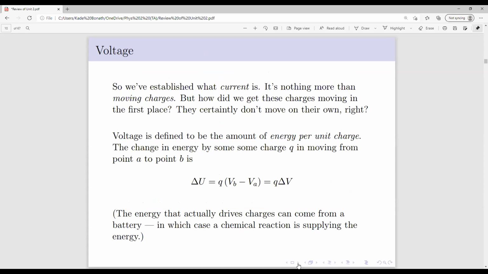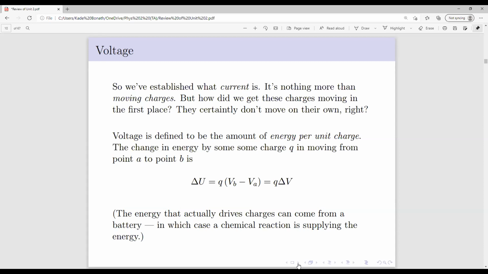All right, so we've talked about current, but it's good to understand what the driving force behind it is. We represent that through voltage. As you can see here, voltage is defined by the amount of energy per unit of charge. This takes us back to some of the things that we learned in electrostatics: a change in energy can be represented by a change in potential multiplied by the actual charge associated with whatever charged object we're looking at. And this is really what drives our charges and how they move throughout our circuit.